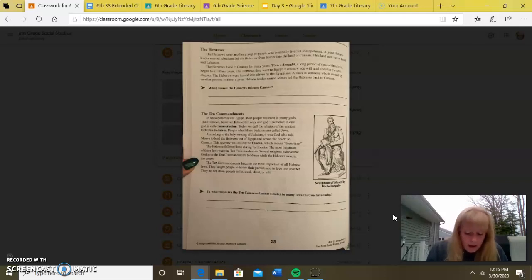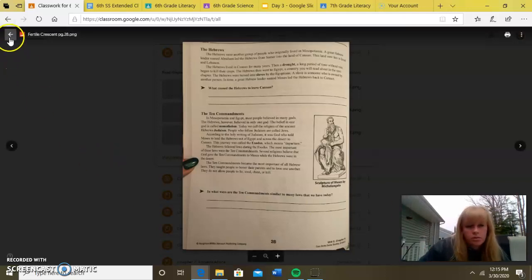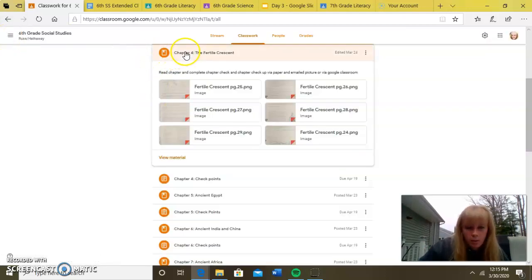Last checkpoint. In what ways are the Ten Commandments similar to many laws that we have today? Pause it, write it down. We're going to show you where your checkpoint is.